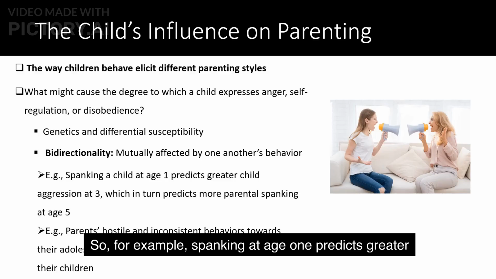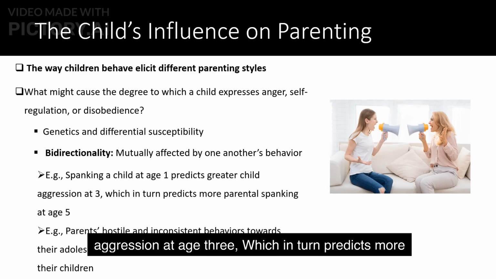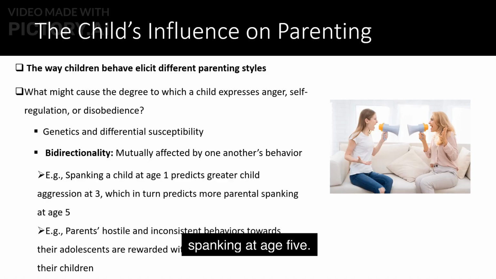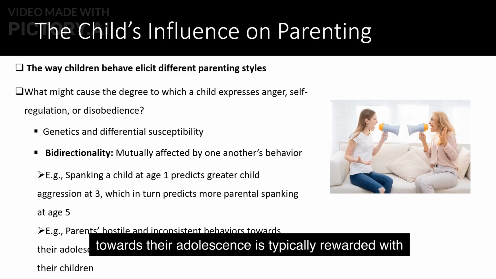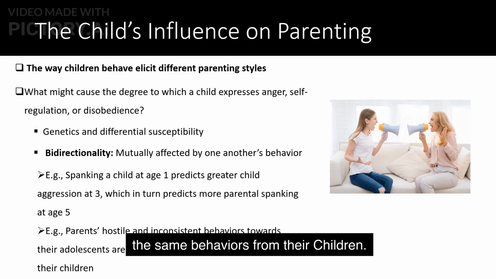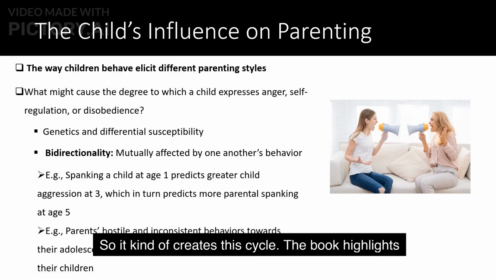So, for example, spanking at age 1 predicts greater aggression at age 3, which in turn predicts more spanking at age 5. Also, parents' hostile and inconsistent behaviors towards their adolescents are typically rewarded with the same behaviors from their children. So it kind of creates this cycle.